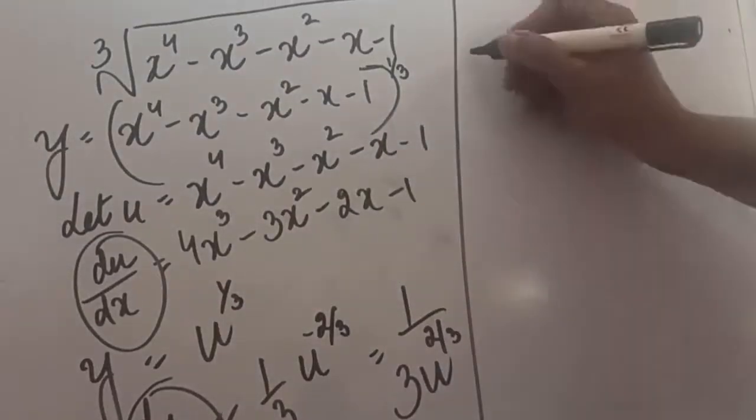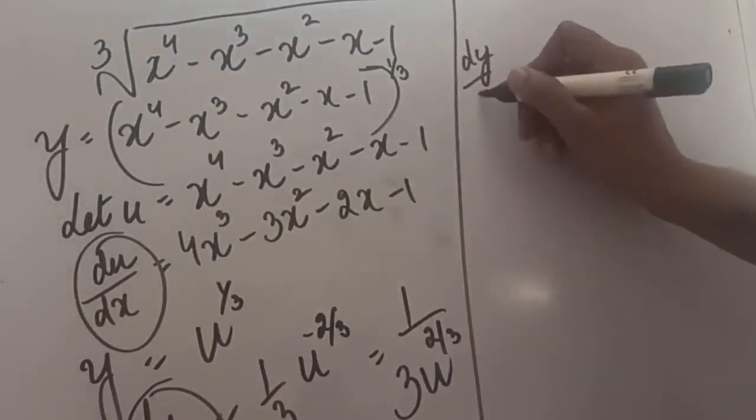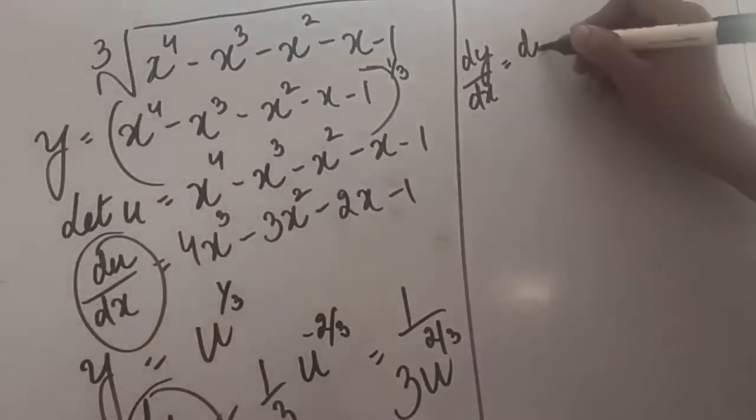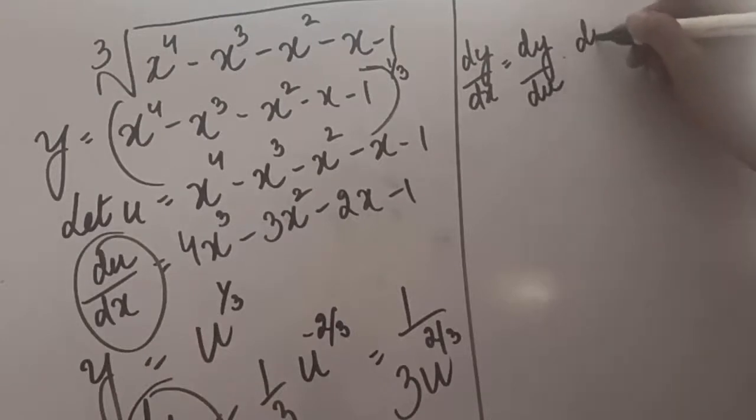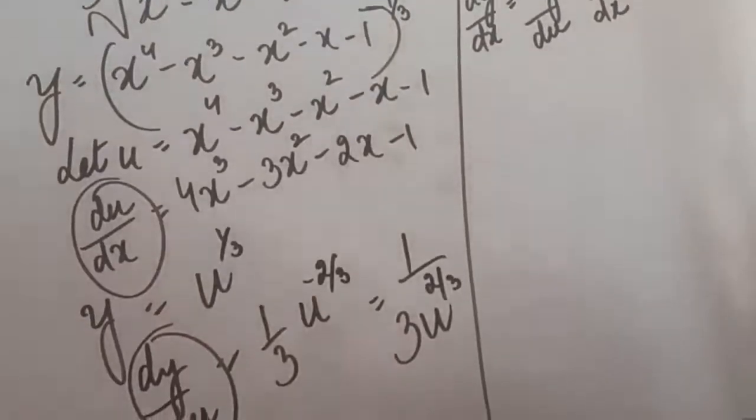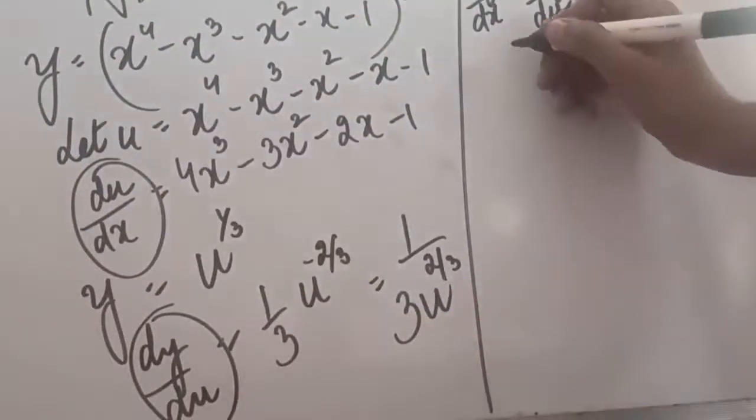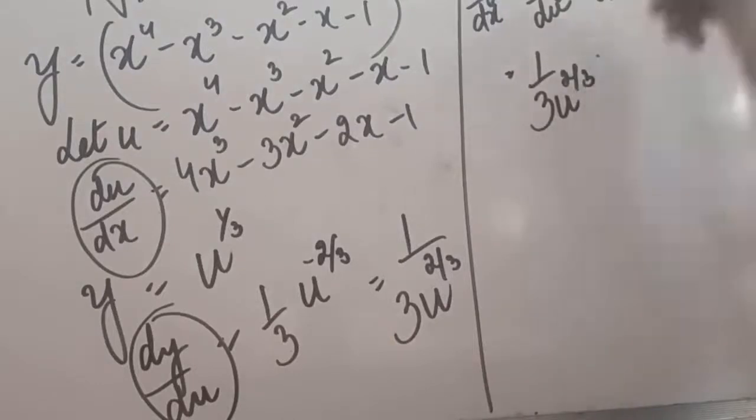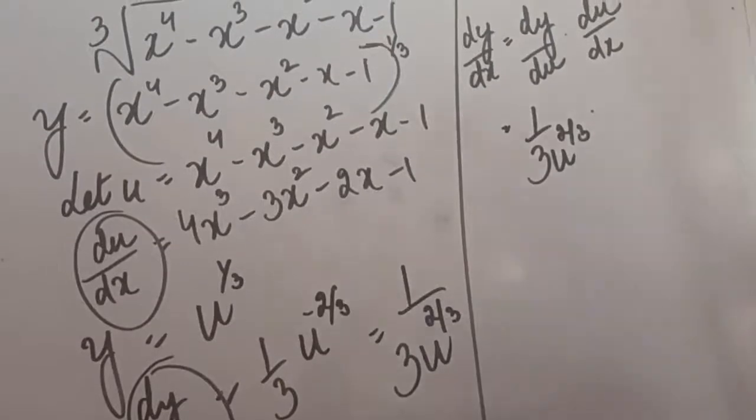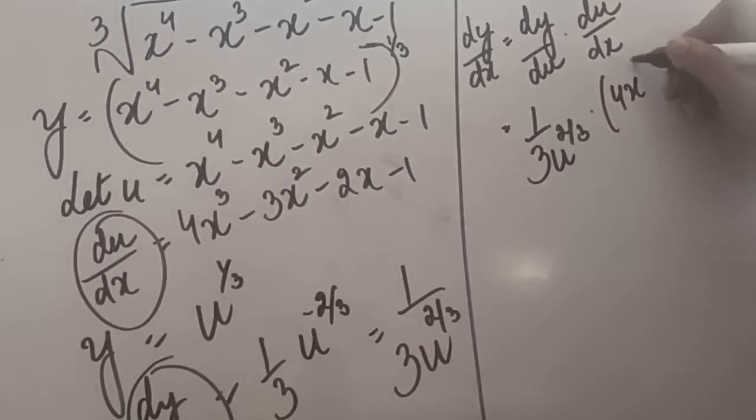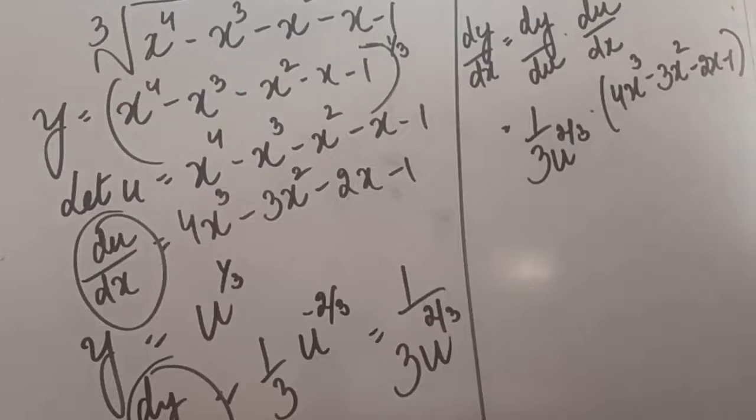Now the formula of the chain rule you have just seen. In case there are two functions, the formula is dy upon dx equals dy upon du into du upon dx. Now let's put in the values. dy upon du, if you look at your question, this was dy upon du. So let us fill in the value 1 upon 3, u to the power 2 by 3 below. Next is du upon dx. So this is du upon dx, so filling this in, it is 4x^3 minus 3x^2 minus 2x minus 1.